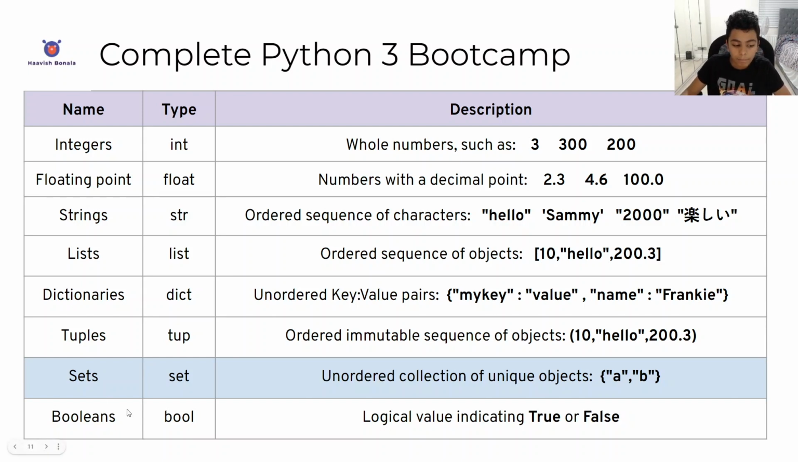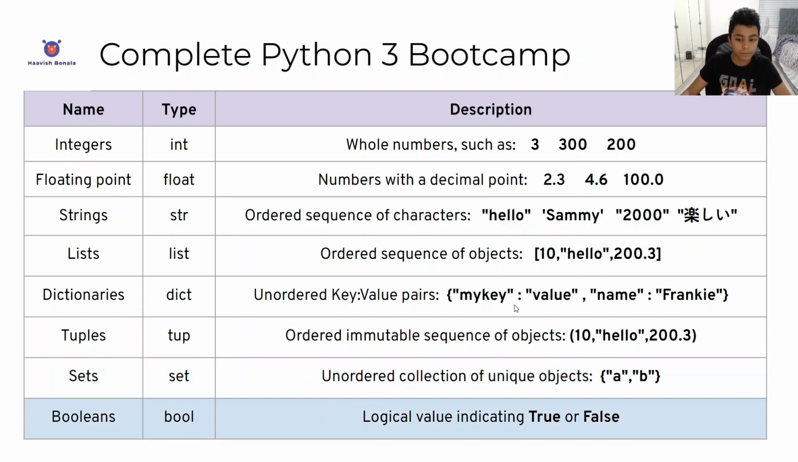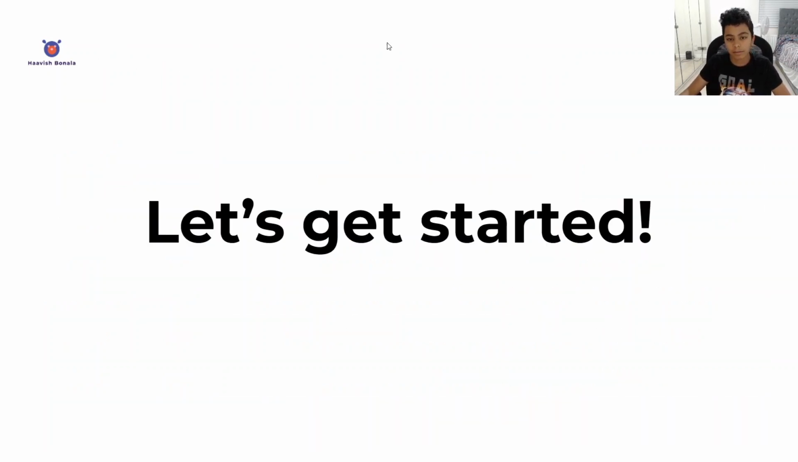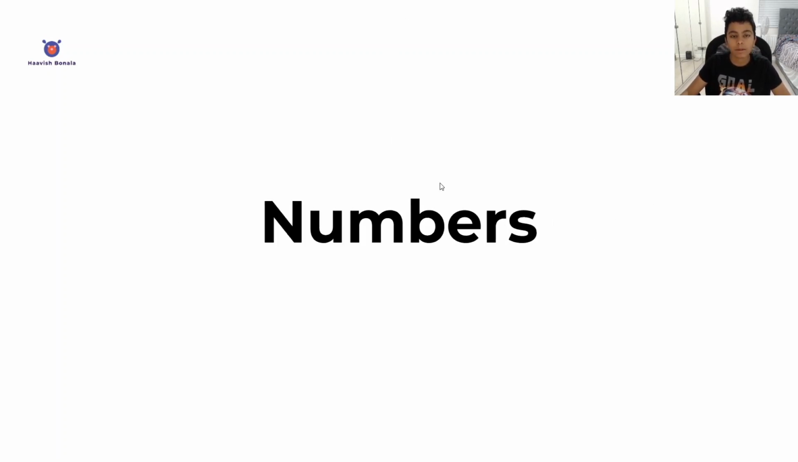And booleans are basically just logic indicators. So basically you can have true or false. We'll learn about that in depth when we learn about booleans. They're really helpful for if statements and conditional statements. They're basic. So let's get started with numbers.